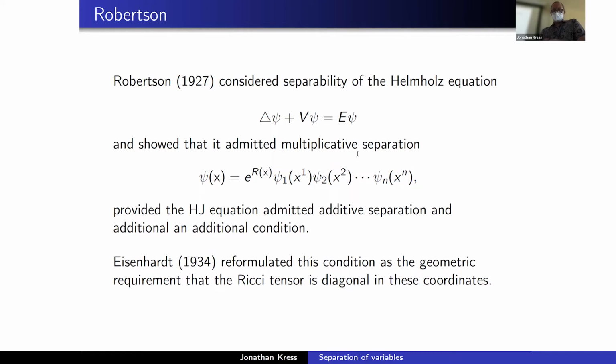So he was studying the separability of an equation like this, and his additional condition, I haven't written it down here because Eisenhardt reformulated it into something much nicer, which was just the requirement that the Ricci tensor is diagonal in the coordinates. If you look at Robertson's condition, it just says you have to have some derivatives equal to some arbitrary function in this form. Good luck. And then Eisenhardt said, actually, this has got a nice geometrical meaning.